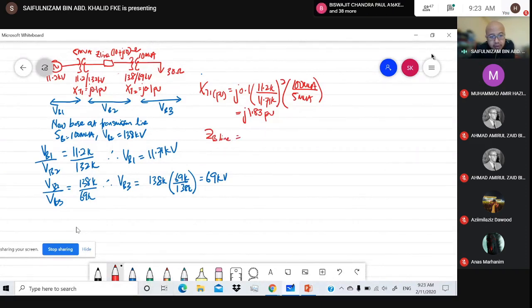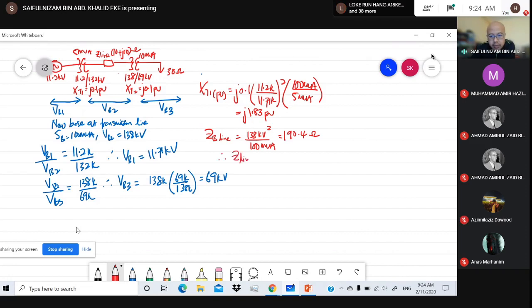For the line, what is the Z base? New base voltage squared, or VB2 squared, 138, divided by the new MVA. We should get 190.44.